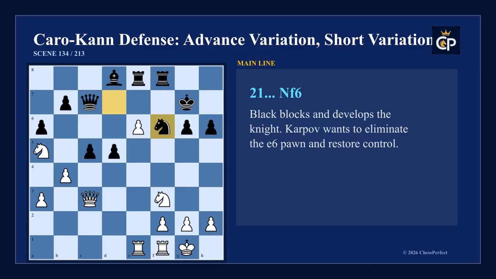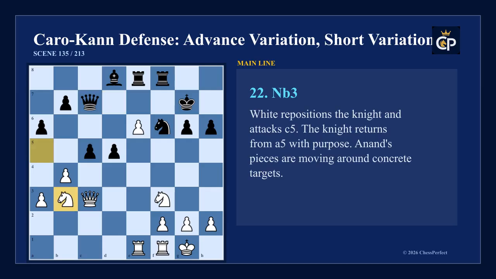Knight f6. Black blocks and develops the knight. Karpov wants to eliminate the e6 pawn and restore control. Knight b3. White repositions the knight and attacks c5. The knight returns from a5 with purpose. Anand's pieces are moving around concrete targets.